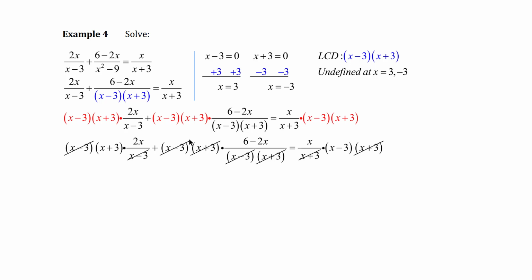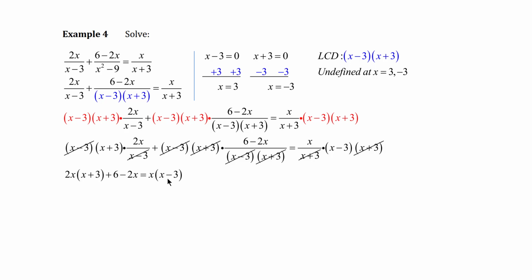Next, we simplify. Starting with the first term, we cancel out the x minus 3's. We have parentheses x plus 3 times 2x, which is 2x times parentheses x plus 3. Next, we simplify the middle term. We have that the x minus 3's and the x plus 3's cancel out. We get 6 minus 2x. For the last term, the x plus 3's cancel out. We have x times x minus 3, which is just x times parentheses x minus 3. The result is 2x times parentheses x plus 3 plus 6 minus 2x equals x times parentheses x minus 3.